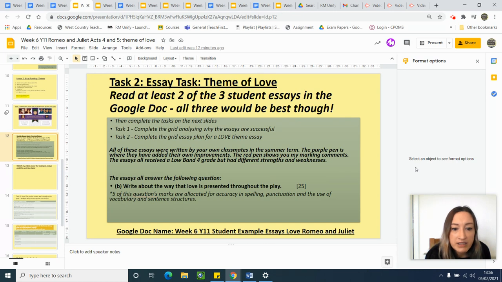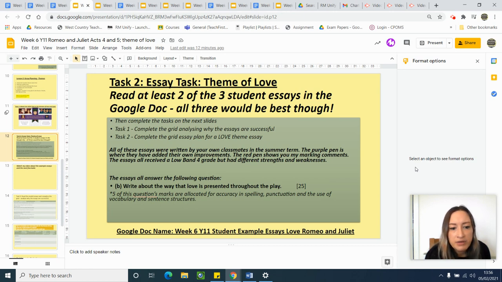Purple pen is where they've added their own improvements based on my red pen marking. And girls, you might notice that is a little bit different from your original. I've tweaked a couple of things to kind of make a point, all right? And the essays all received a low band 4 grade, and they had different strengths and weaknesses.